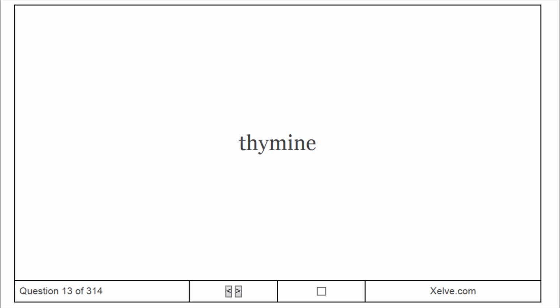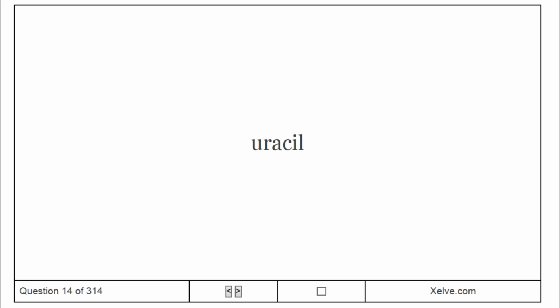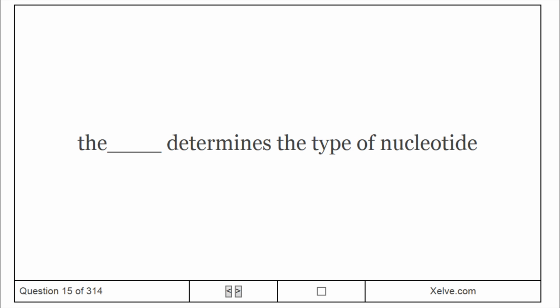Thymine: pyrimidine found in DNA. Uracil: pyrimidine found in RNA. The base determines the type of nucleotide.